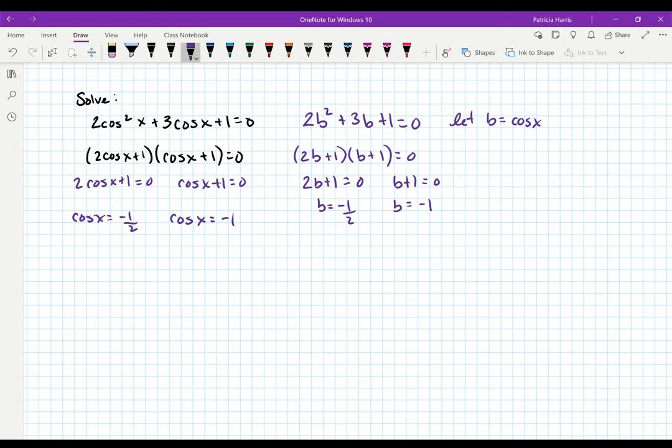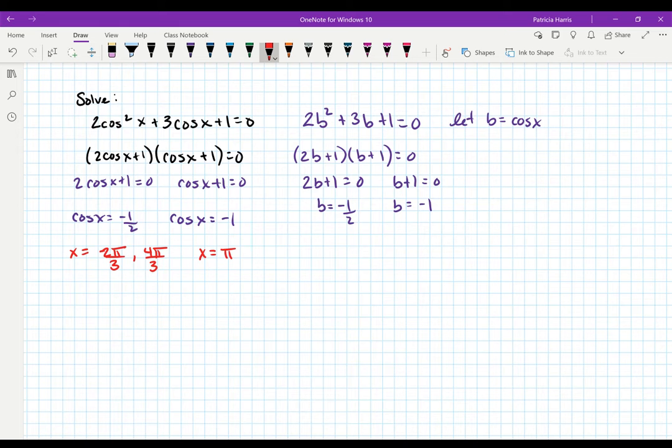So all you would have to do is look at your unit circle and find the negative 1/2, and you would find that x is equal to 2 pi over 3 and 4 pi over 3. Okay, and then cosine is equal to negative 1 at pi.